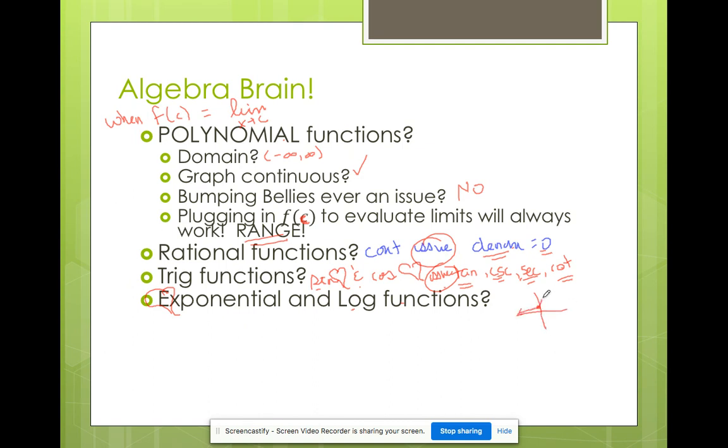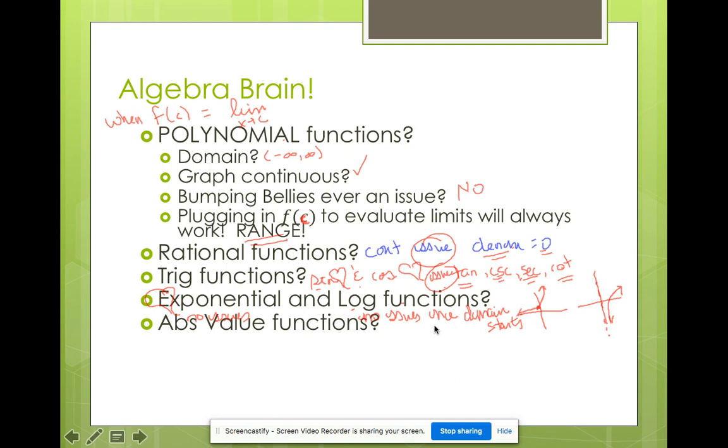So I'm going to graph the exponential function. Bumping bellies, never an issue with exponentials. With logs, bumping bellies, never an issue once the domain starts. And what I mean by issues is continuity. If you're continuous, you just have to give me the range, and that's the same as the limit. Exponential functions, no issues whatsoever.